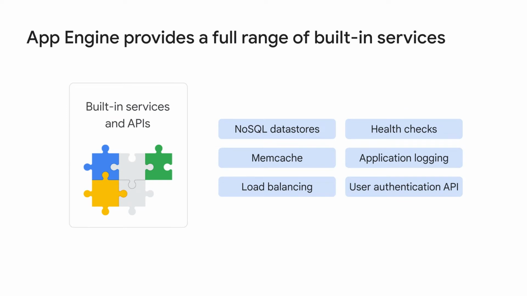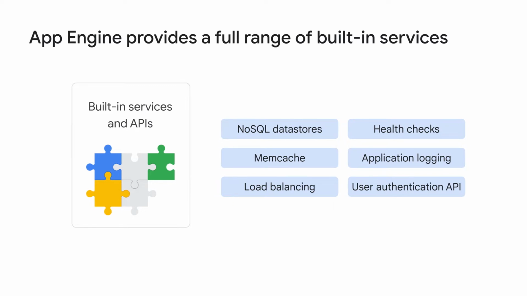App Engine also provides built-in services and APIs like NoSQL data stores, Memcache, load balancing, health checks, application logging, and a user authentication API that is common to most applications.